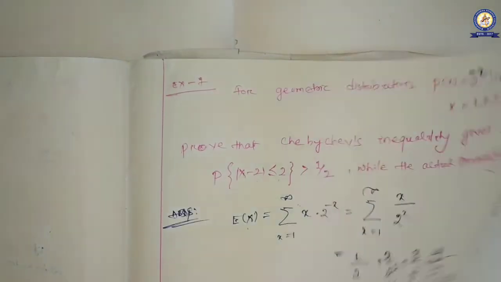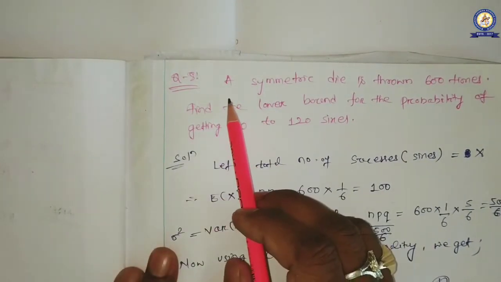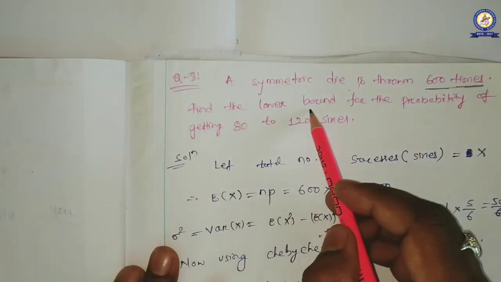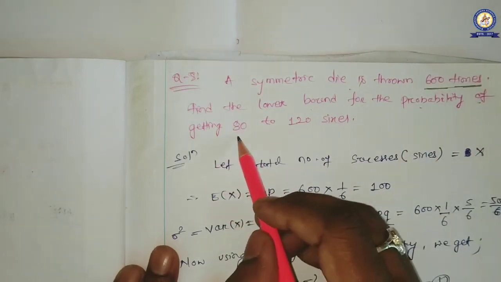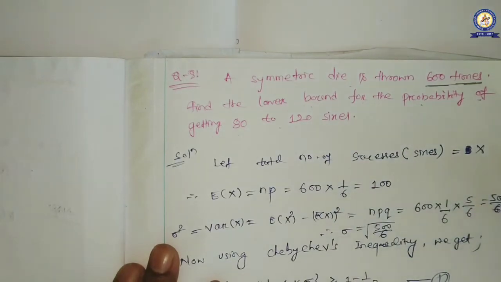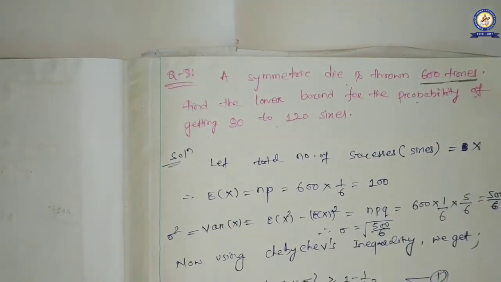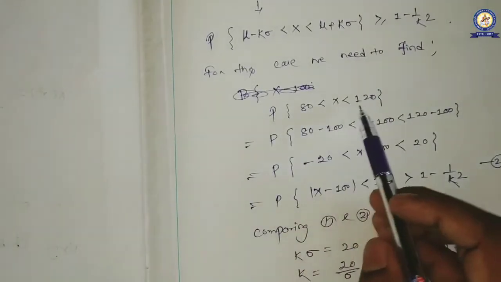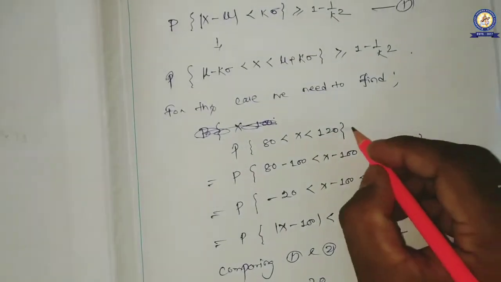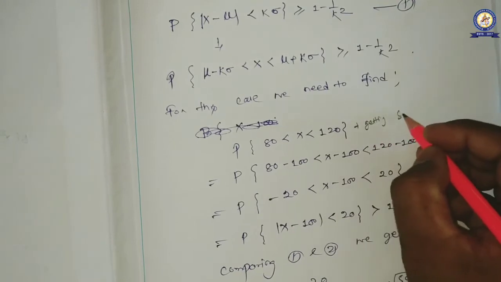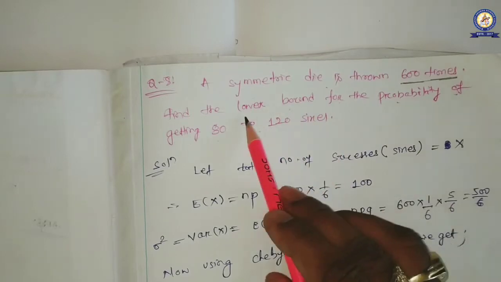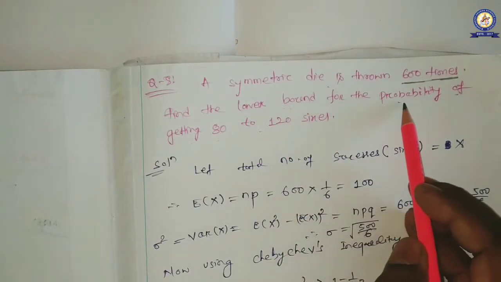Now we are going to go for the next question: a symmetric die is thrown 600 times. Find the lower bound for the probability of getting 80 to 120 sixes. So here it is asked that we have to find the probability that we are going to get 6 from 80 to 120 times. This is the representation of getting 6, and we have to find this lower bound for the probability of 80 to 120.